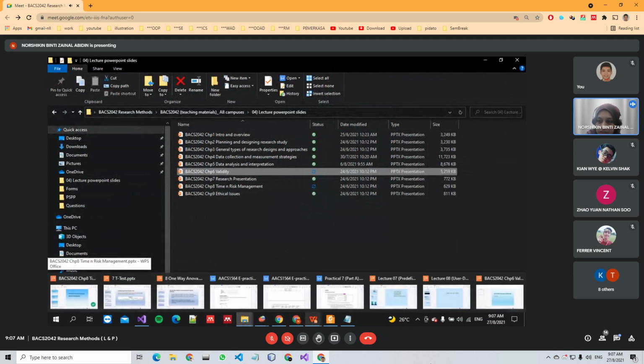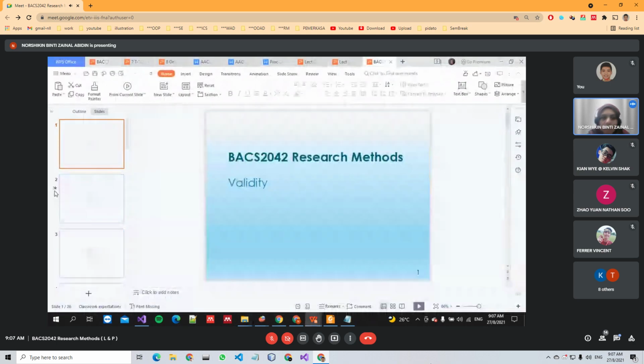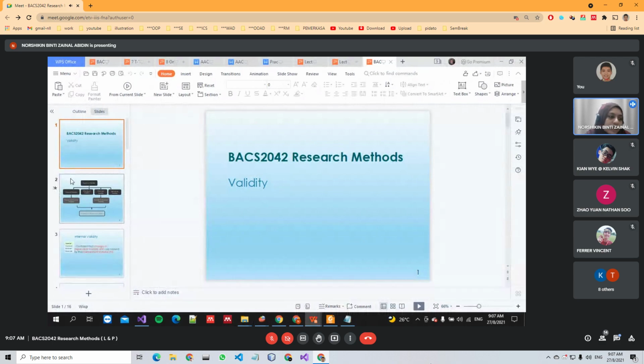Okay, then let's proceed with our lecture note on validity. So what is validity? Validity is the level of how accurate our method is. It is more or less a state of being acceptable, the state of our data to be accepted. In research methods, validity is a way to measure how valid our data is.